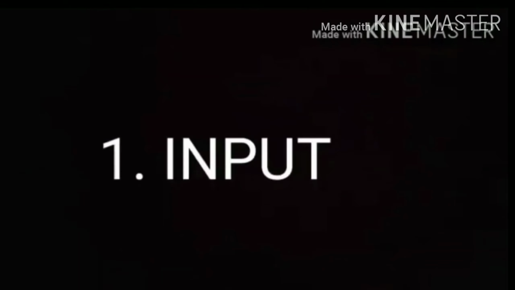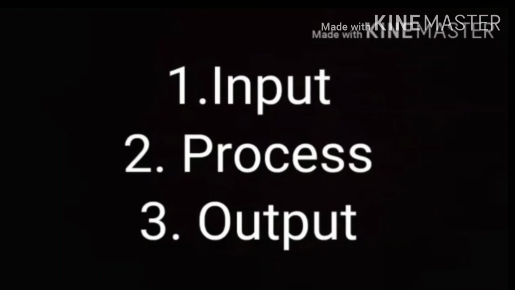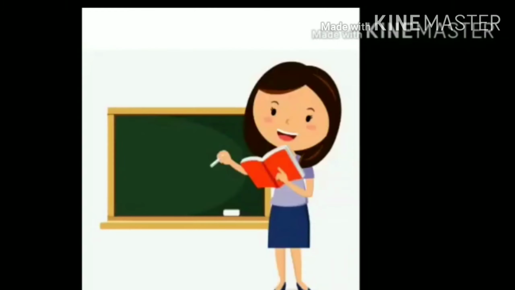Different parts of a computer do different tasks. A computer works in 3 basic steps. First step is input, second one is process, and the third step is output. Let us understand these 3 basic steps, input, process and output, by taking an example of our body.